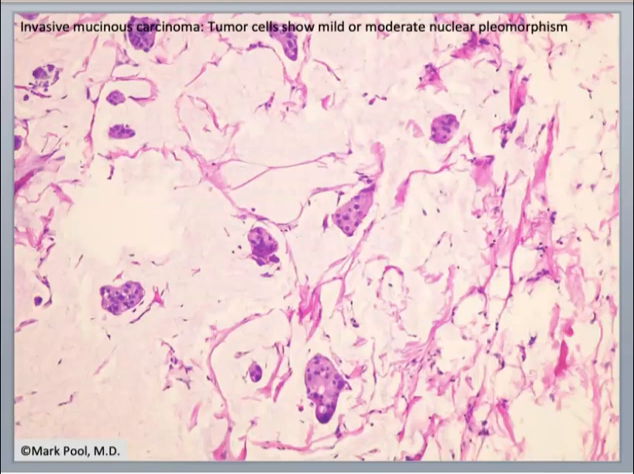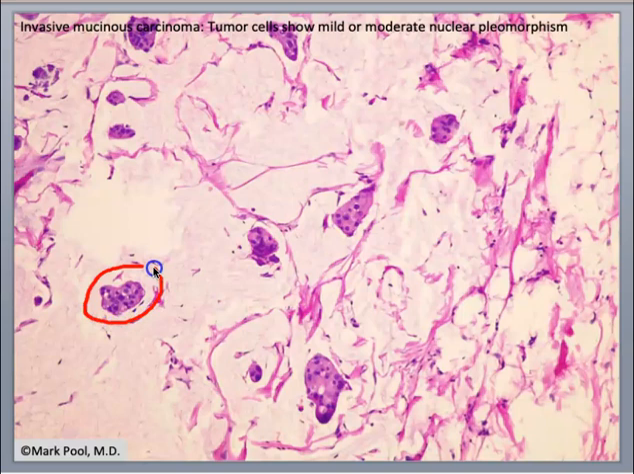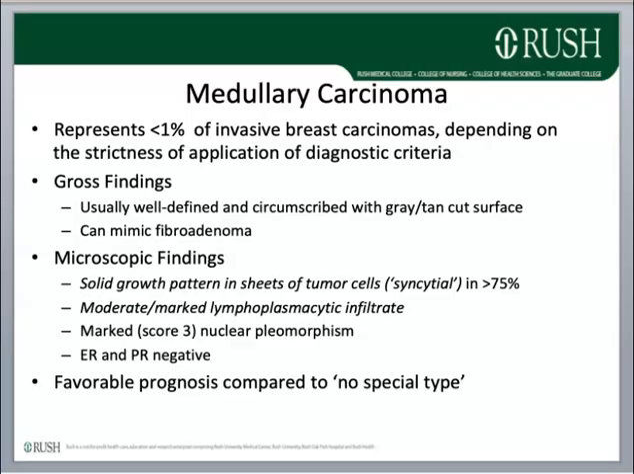On higher power, the cells within these islands of tumor are small and show usually mild nuclear pleomorphism, so they're low grade. And finally, of the pathologic distinct types is medullary carcinoma. This is an uncommon or even rare variant representing less than 1% of invasive breast carcinomas, but this is very variable upon the strictness of the application of diagnostic criteria.